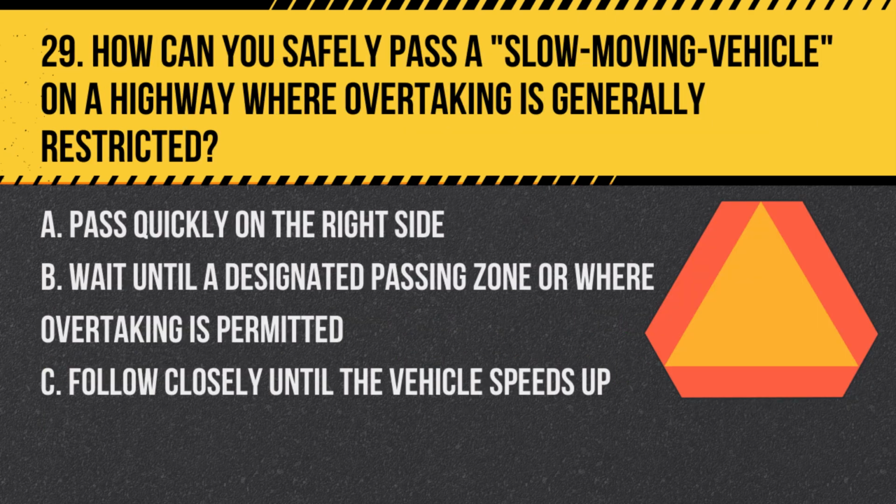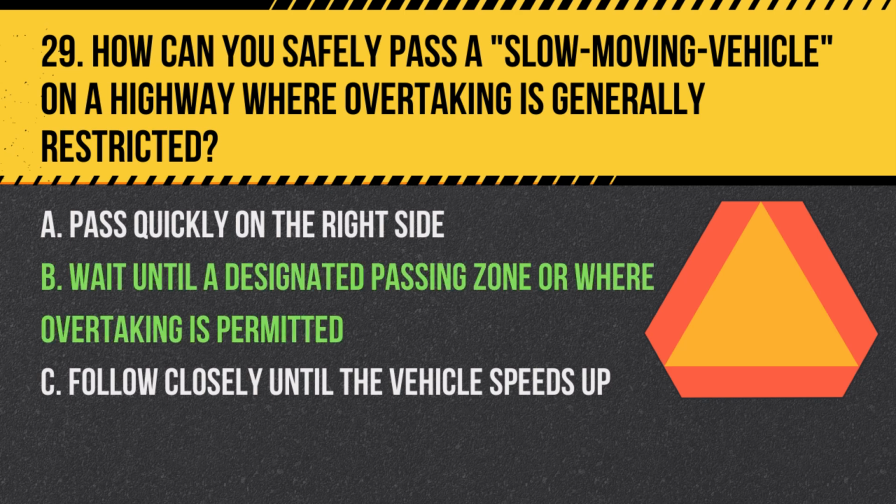Question 29. How can you safely pass a slow-moving vehicle on a highway where overtaking is generally restricted? A. Pass quickly on the right side. B. Wait until a designated passing zone or where overtaking is permitted. C. Follow closely until the vehicle speeds up.